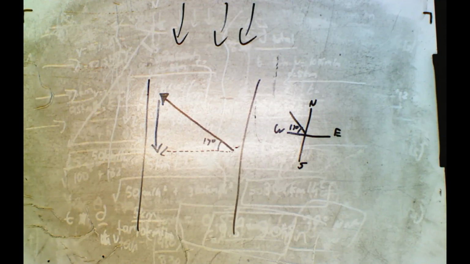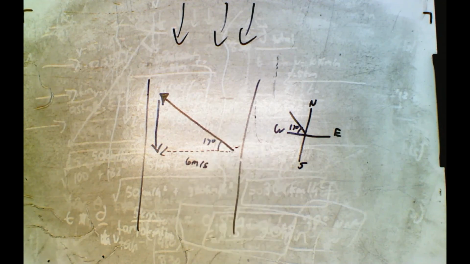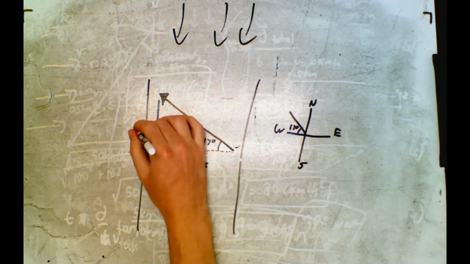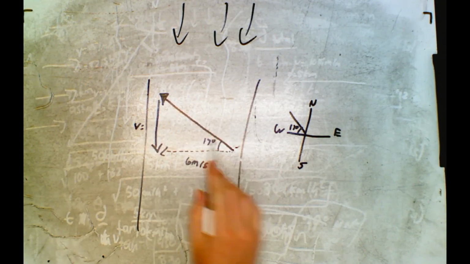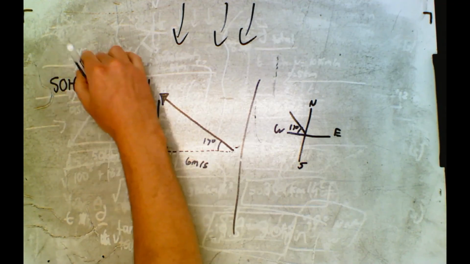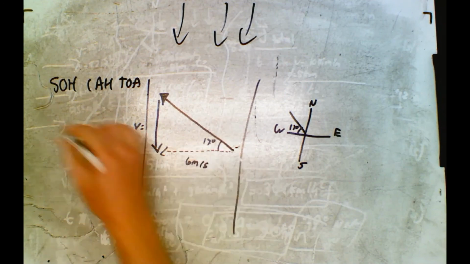So we've built our triangle, and it says that the riverboat pilot is able to travel straight across the river at 6 meters per second. So this is my 6 meters per second. So the riverboat pilot must go a little bit faster. But we want to determine the speed of the current. Well, we have a right angle triangle, we have a side and we have an angle, so we can just use SOHCAHTOA. We have opposite and adjacent.